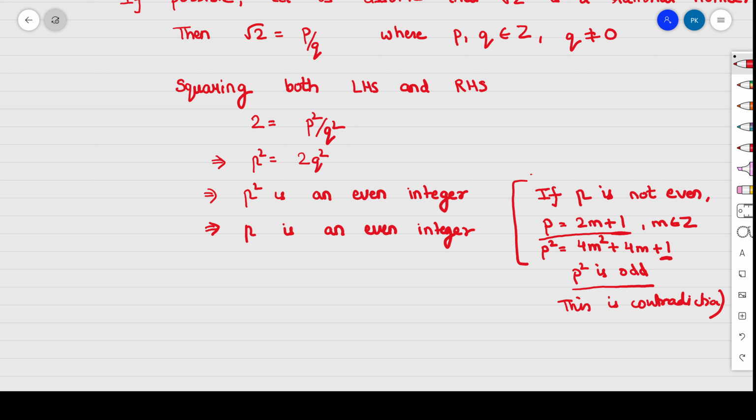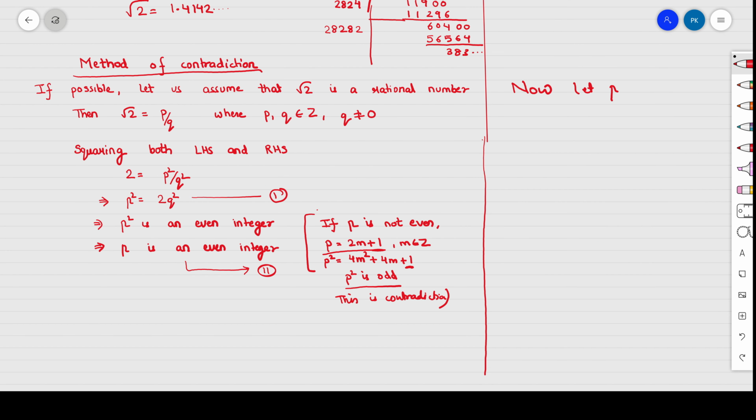Now p square is equal to 2q square, that is equation 1, and we get the second equation as p is an even integer. Now let p be equal to 2m. Why? Because we know that p is an even number, and since p is an even number, it will definitely have 2 as its factor. Again, we'll square both the sides. We get p square is equal to 4m square.